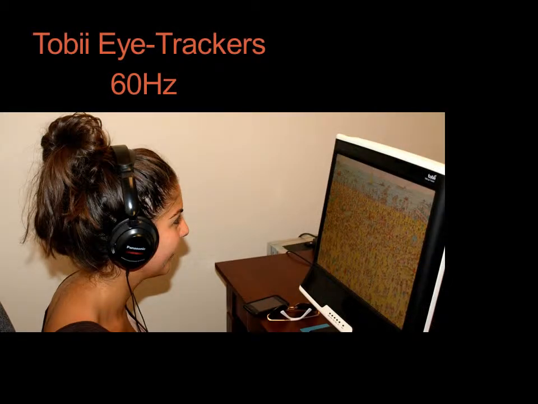In our lab, we use Tobii eye trackers. The eye tracker works by projecting an infrared light, then calculating where on the screen you're looking, and takes a pupil measurement. It does this at a rate of 60 Hz, or once every 17 milliseconds.